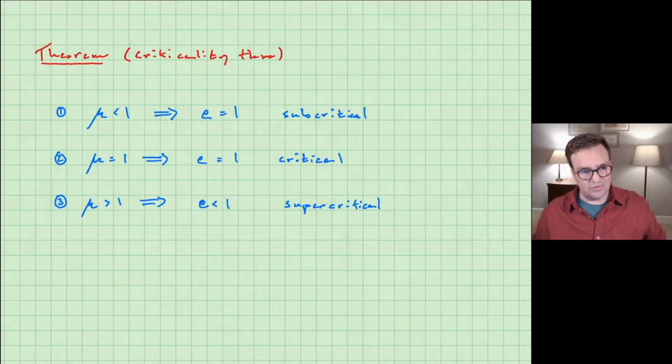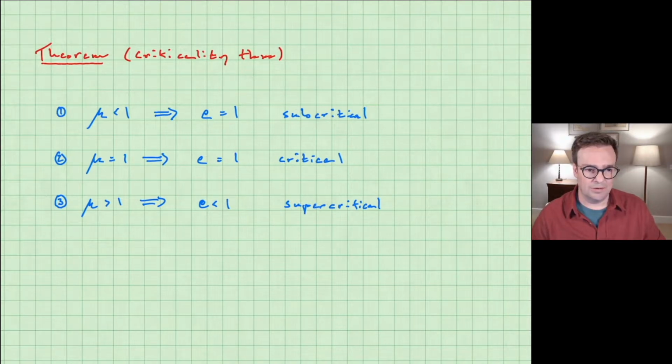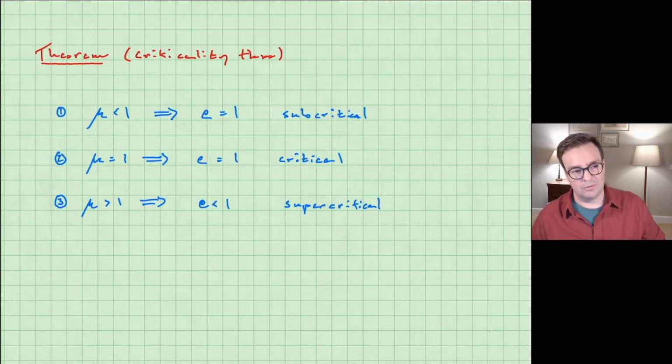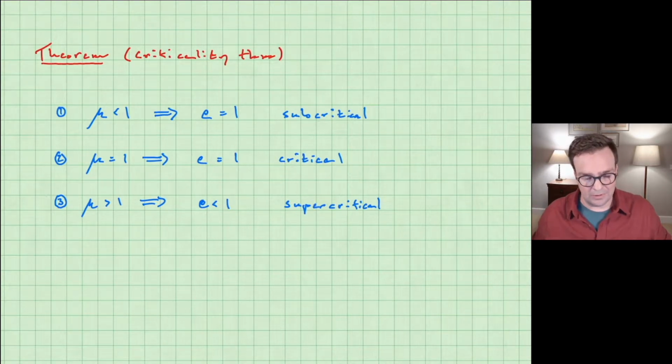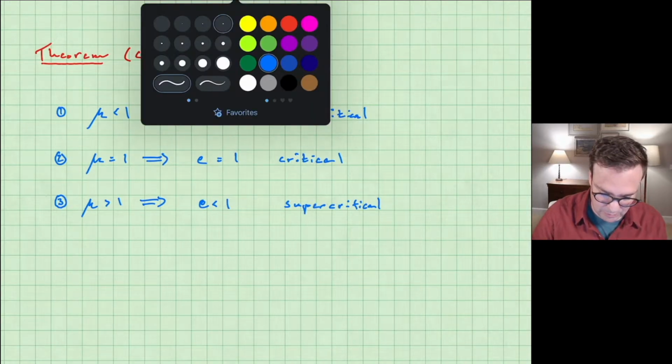And these things sort of make sense, right? If the expected number of offspring is bigger than 1, it seems plausible that you might not go extinct. If it's smaller than 1, it seems plausible that you would, and so on. I don't know. It seems plausible, this thing. But let's go ahead and work out a proof.